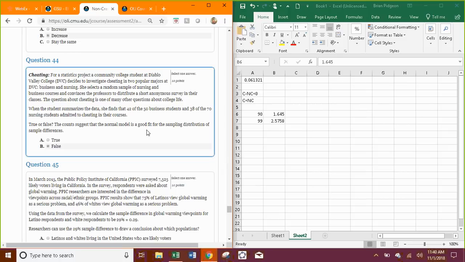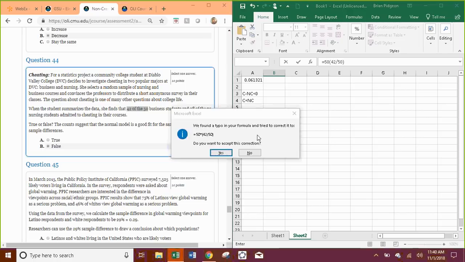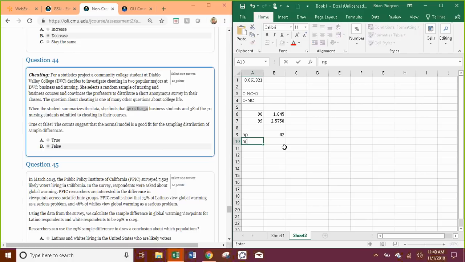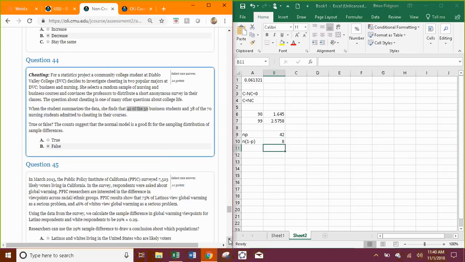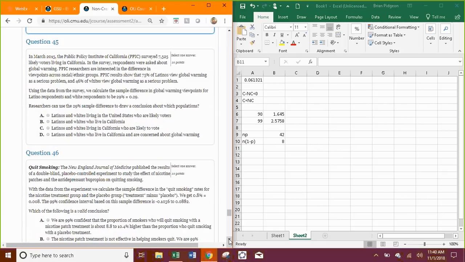This is false. Let me tell you why. We need to check n times p and n times 1 minus p for both groups of people, meaning the number of successes in each group and the number of failures in each group is at least 10. Well, if we calculate 42 out of 50, that means n is 50, our p hat is 42 out of 50. That's met. But if you calculate n times 1 minus p for this group, that's going to tell us our sample size is 50 times 1 minus 42 out of 50. We're going to get 8, not 10, so false.